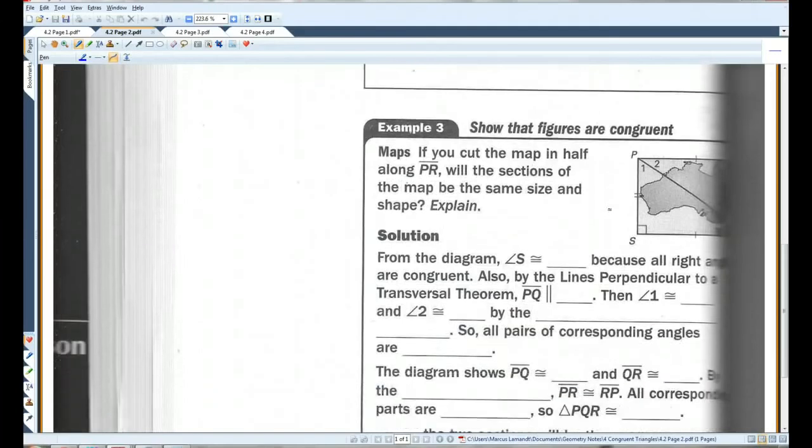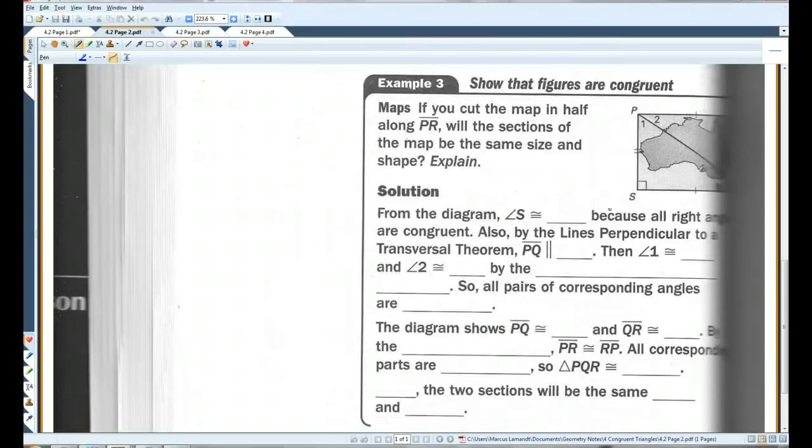And let's see. Maps. If you cut the map in half along PR, let me draw what's missing here. This is a right angle, and this is labeled Q. This continues here. This is angle 3. This is angle 4. And this is R. And there are 2 dashes here. It's a rectangle. Okay, if you cut the map, will the sections of the map be the same size and shape?